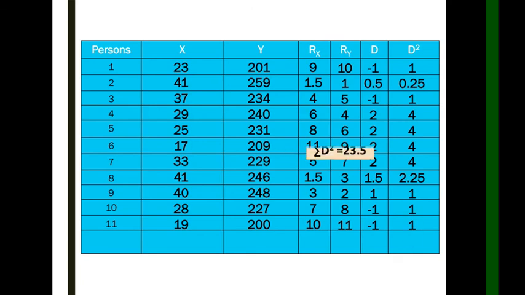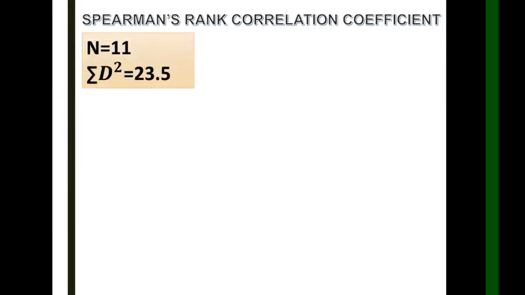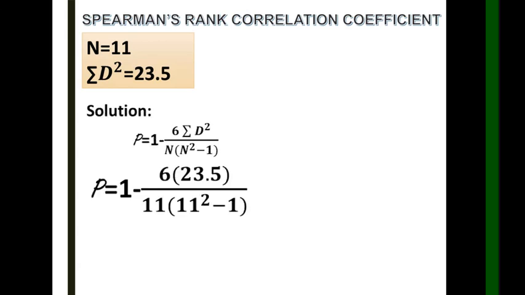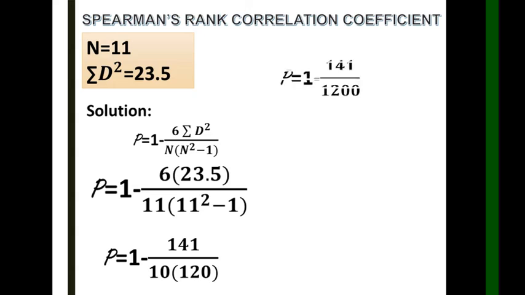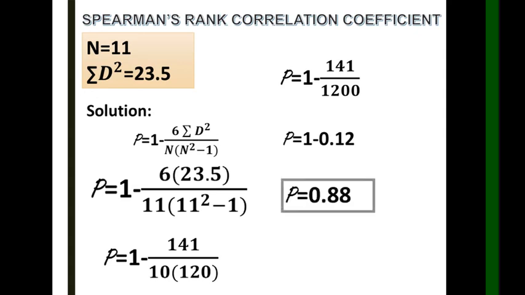And get the total. The answer is 23.5. We now have two given values: n equals 11 and summation of d squared is 23.5. Just put them into the formula. So we have this one. Multiply 6 times 23.5 and the answer is 141. 11 squared minus 1 is 120. Next, 10 times 120 is 1,200. So 11 times 120 gives 1,320, and dividing 141 by the denominator, you will get 0.12. Subtract 0.12 from 1 and you will get 0.88.